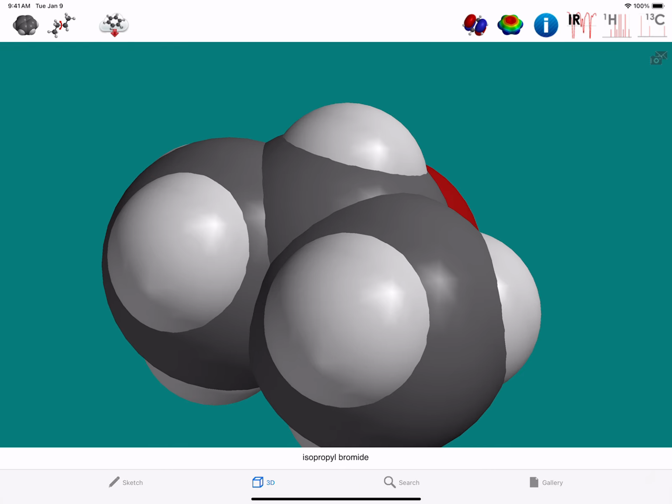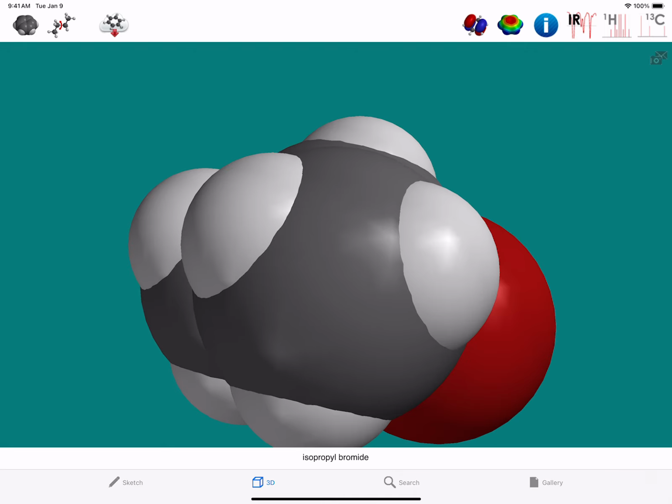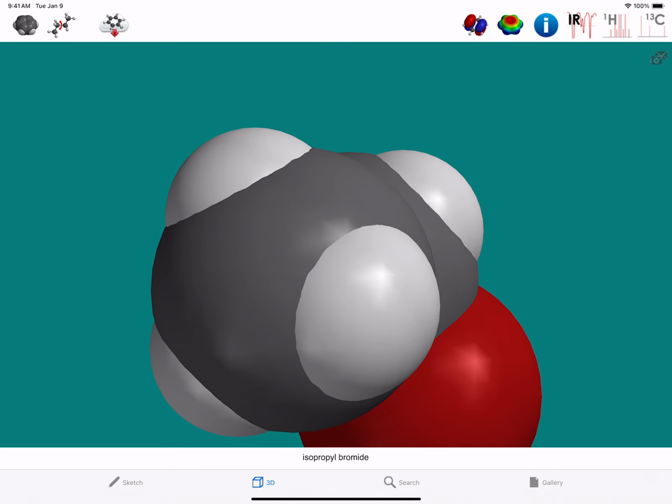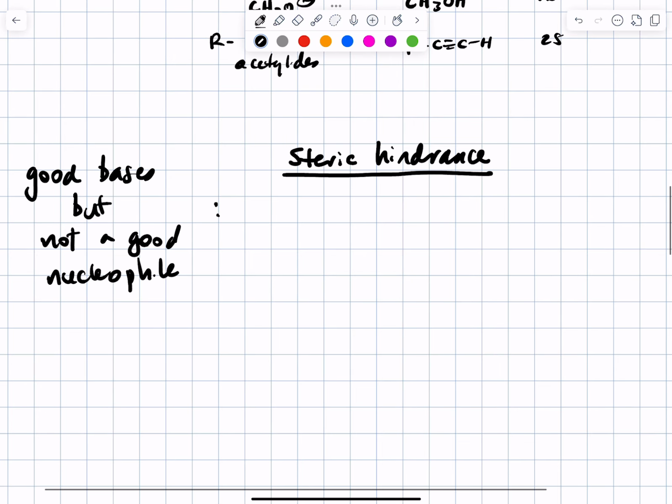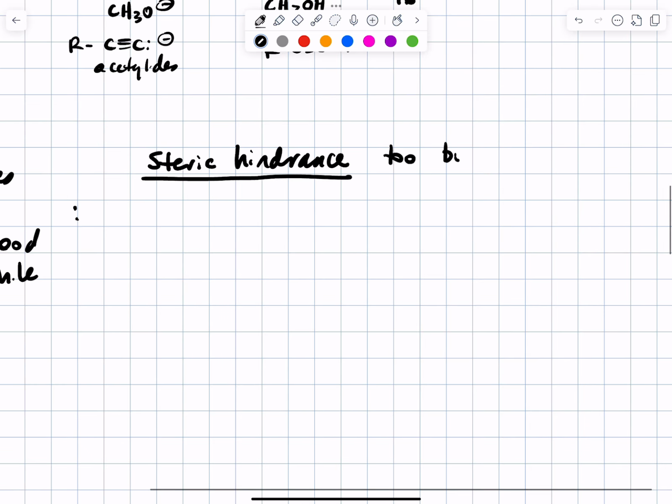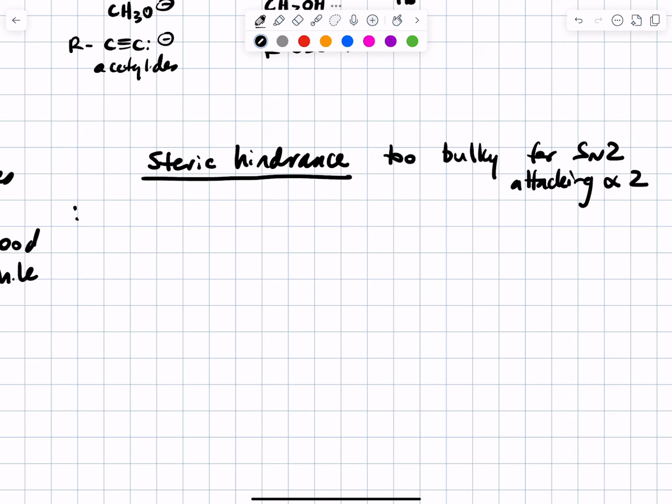In general, if you make your nucleophile or base sterically bulky enough, you can make it impossible for that nucleophile to approach the alpha carbon, so that the only thing it can do is attack the beta hydrogen, because hydrogens are smaller and easier to attack than carbons are. So what are some examples of sterically hindered bases that are too bulky for SN2, that is, too bulky for attacking the alpha carbon?